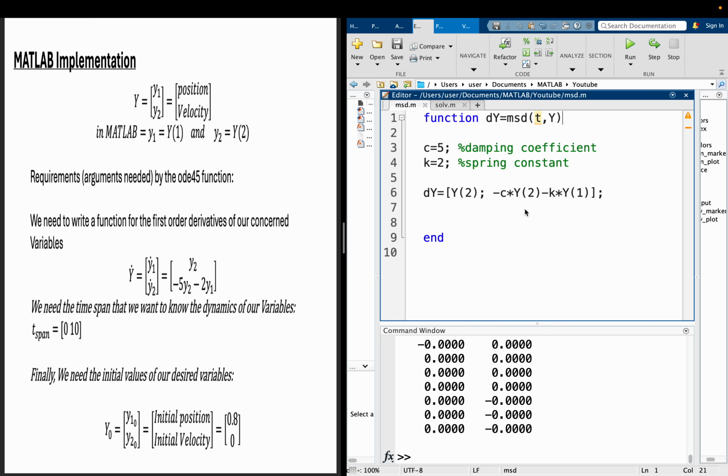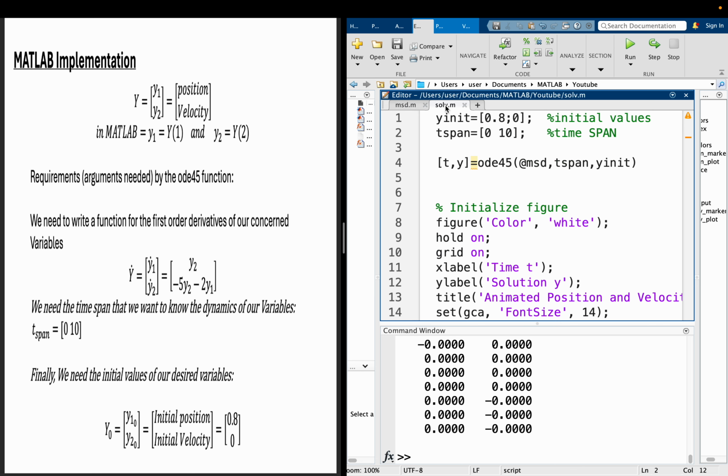So this is the first derivative model, and now we move to its implementation in the other script. So this is the ODE45 function. Here is the handle of the function that defines the model. So this is the first argument. The second argument is the period of time over which you want to obtain your simulation, and the time span is 0 to 10 as given in the problem. Third argument is the initial values for our position and velocity, which is defined over here, 0.8 meters and 0 meters per second.